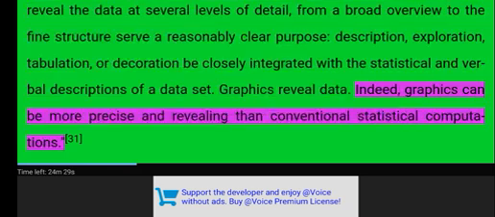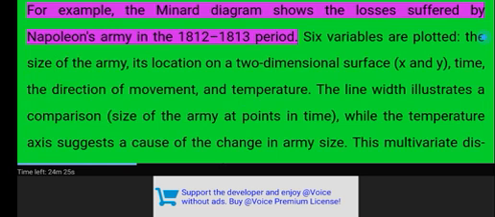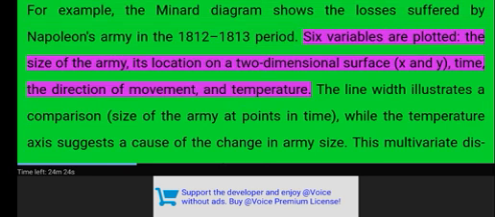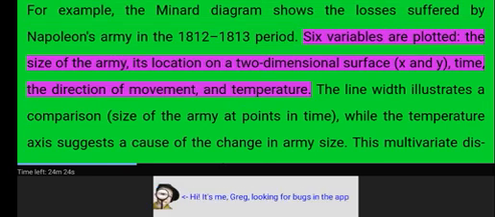Graphics reveal data. Indeed, graphics can be more precise and revealing than conventional statistical computations. For example, the Minard diagram shows the losses suffered by Napoleon's army in the 1812-1813 period. Six variables are plotted: the size of the army, its location on a two-dimensional surface, x and y, time, the direction of movement, and temperature.